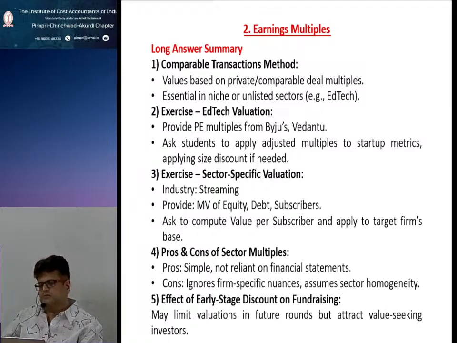The fourth question deals with pros and cons of sector multiples. The pros: they are simple and not reliant on financial statements. The cons or disadvantages: they ignore firm specific nuances and assume sector homogeneity. The fifth question deals with the effect of early stage discount on fundraising, wherein it may limit valuations in future rounds but attract value seeking investors.